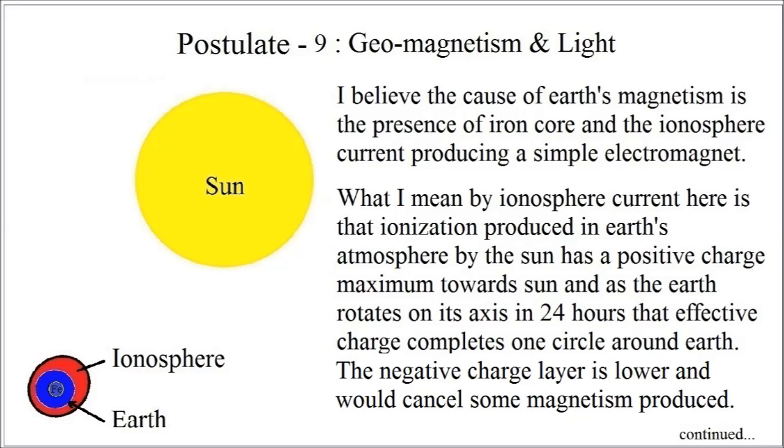The ninth postulate, geomagnetism and light. I believe the cause of Earth's magnetism is the presence of iron core and the ionosphere current producing a simple electromagnet. What I mean by ionosphere current here is that ionization produced in Earth's atmosphere by the Sun has a positive charge maximum towards Sun, and as the Earth rotates on its axis in 24 hours, that effective charge completes one circle around Earth. The negative charge layer is lower and would cancel some magnetism produced.